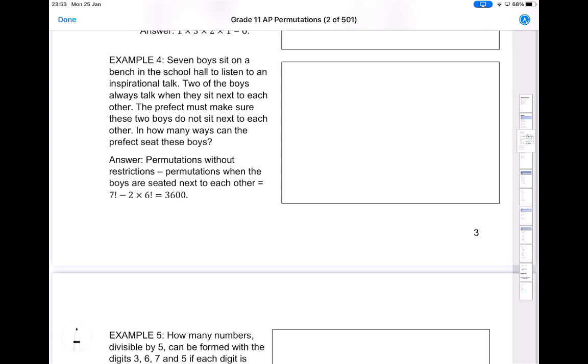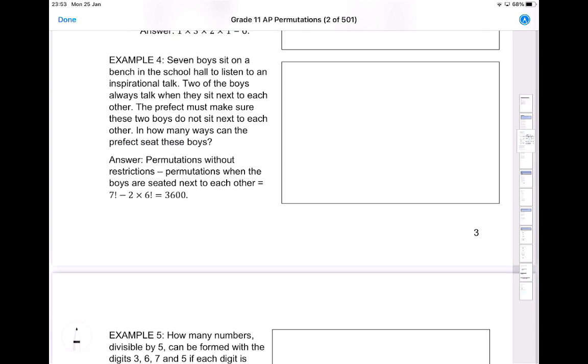Here is another example. We are given 7 boys who sit on a bench in the school hall to listen to a talk. 2 of the boys always talk when they sit next to each other, and so they must not sit next to each other. So the prefect must make sure that these 2 do not sit next to each other. We want to know in how many ways these boys can be seated.